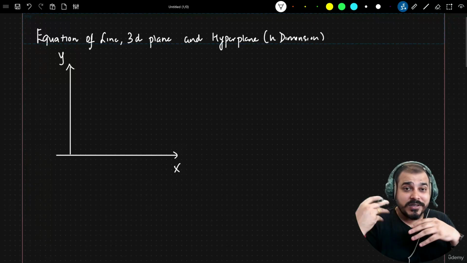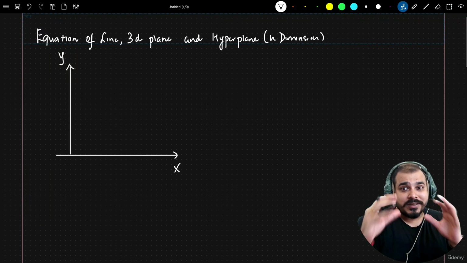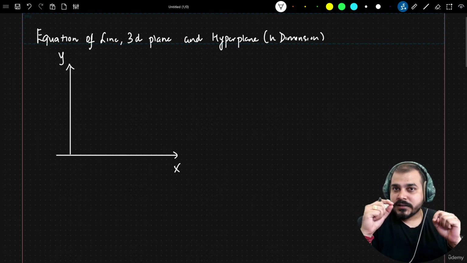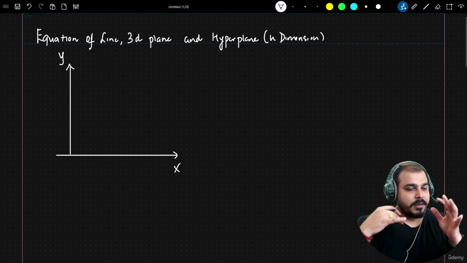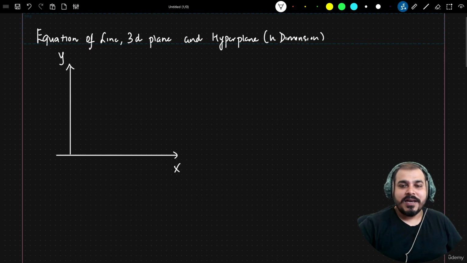In this video, we are going to discuss the equation of a straight line, and we are also going to understand about the 3D plane and hyperplane. Now, this is a super important topic before we start any machine learning algorithm like logistic regression or support vector machine. Let us consider an example.